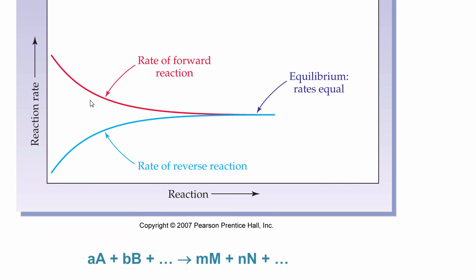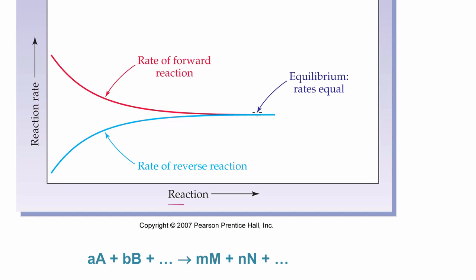We have reaction rate on the y-axis and then progress of the reaction on the x-axis. So in the beginning of the reaction, the rate of the forward reaction is very fast. And then notice it starts to slow down. At the same time, at the beginning, the rate of the reverse reaction is very slow, but then as products begin to form, we see the rate of the reverse reaction increases.